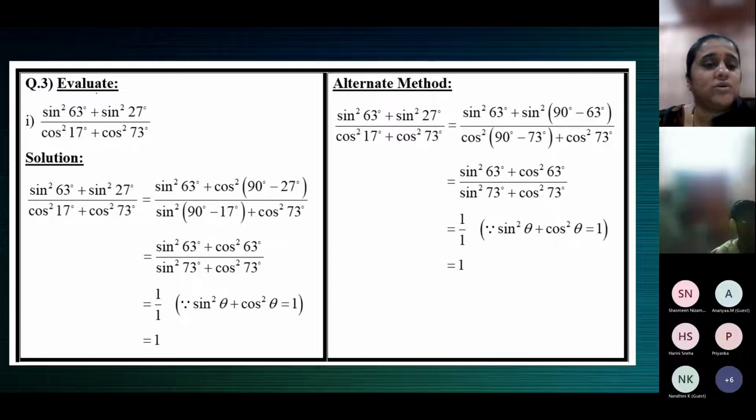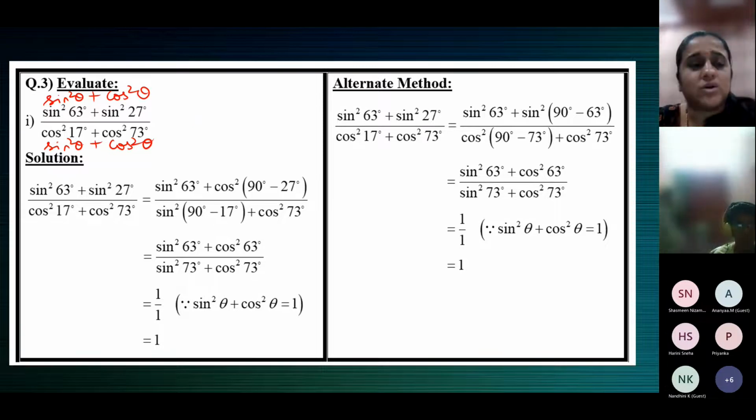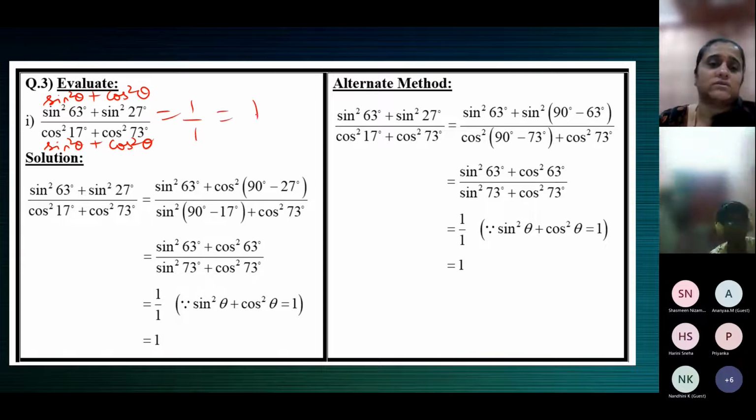Okay, so see the question. You need to evaluate sine squared 63 plus sine squared 27 divided by cos squared 17 plus cos squared 73. So clearly, you can convert the numerator and denominator to look like sine squared theta plus cos squared theta. The denominator can be sine squared theta plus cos squared theta, or cos squared theta plus sine squared theta. Both are the same, both will give you 1. So 1 by 1. You know the answer actually. The answer for this is 1 by 1, which is 1.